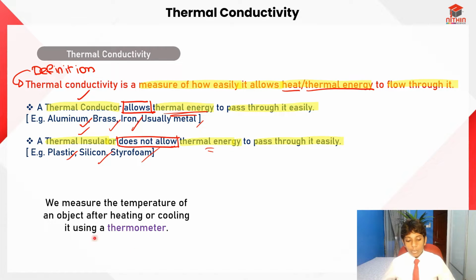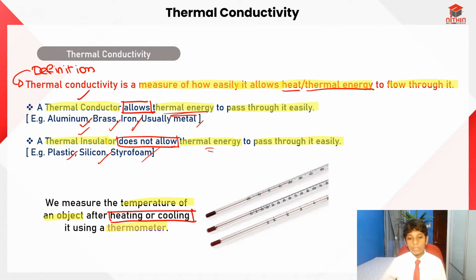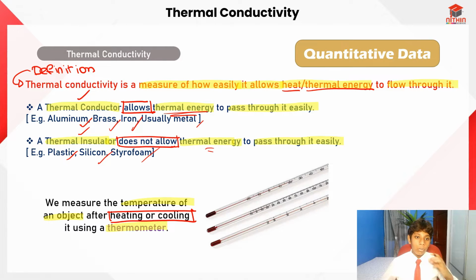So we measure the temperature of an object after heating or cooling it using a thermometer. Okay, so again, what kind of data does this fall under? It falls under quantitative data, right? Because we are using instruments such as the thermometer.